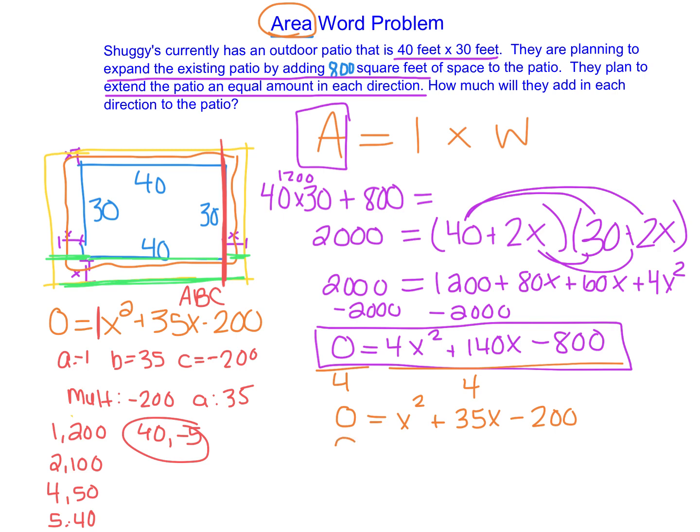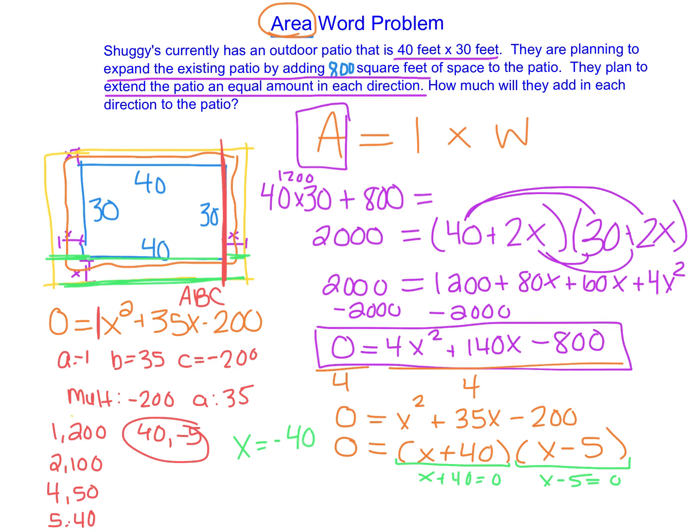So what I can do over here is I can take my equation and rewrite this as x plus 40 and x minus 5. So I was able to factor that trinomial. And then from here I can use the zero product property because I have something times something is equal to 0. If I set each part equal to 0, so x plus 40 equals 0 and x minus 5 equals 0, I find that x can either be negative 40 or x can be positive 5.